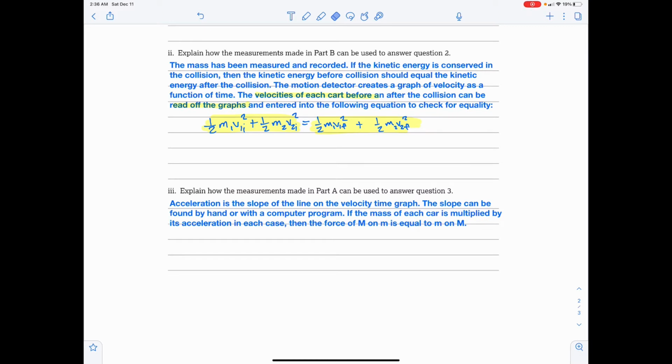So acceleration is the slope of the line on the velocity time graph. The slope can be found by hand or with a computer program. If the mass of each cart is multiplied by its acceleration in each case, then the force of big M on little m would be equal to the force of little m on big M.